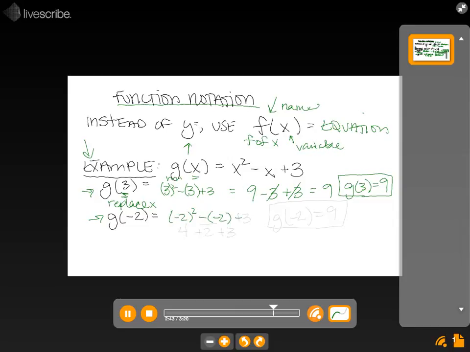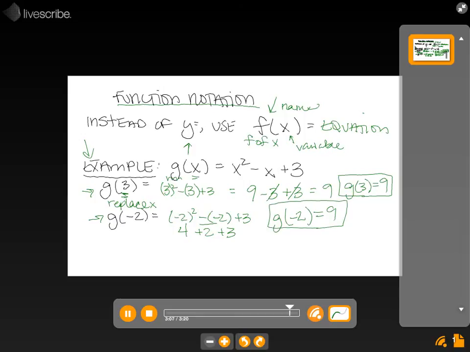Minus a negative 2 plus 3. Well, a negative 2 squared is a positive 4. Minus a negative becomes plus 2, plus 3. So now we have 4 plus 2 plus 3. 4 plus 2 is 6, plus 3 is 9. So g of negative 2 equals 9. We get the same answer we did when we plugged in 3.